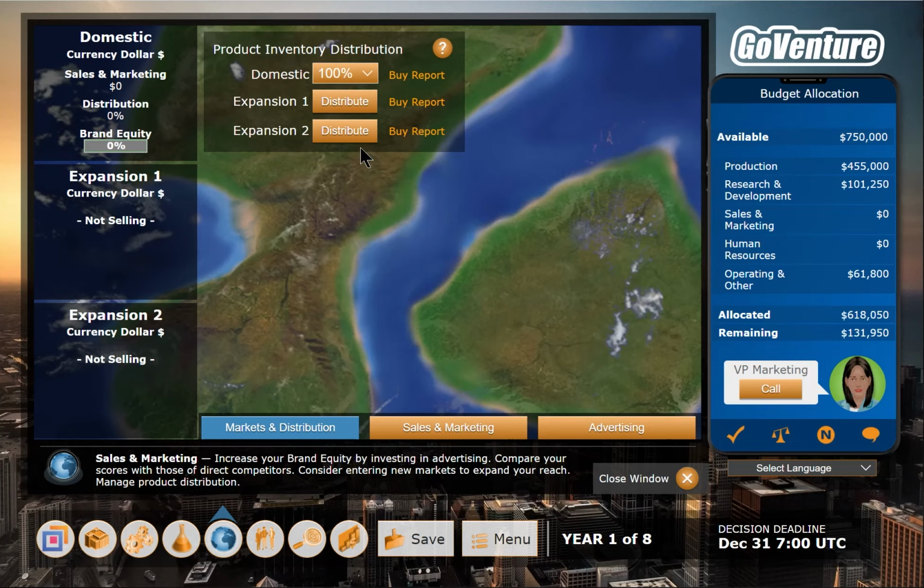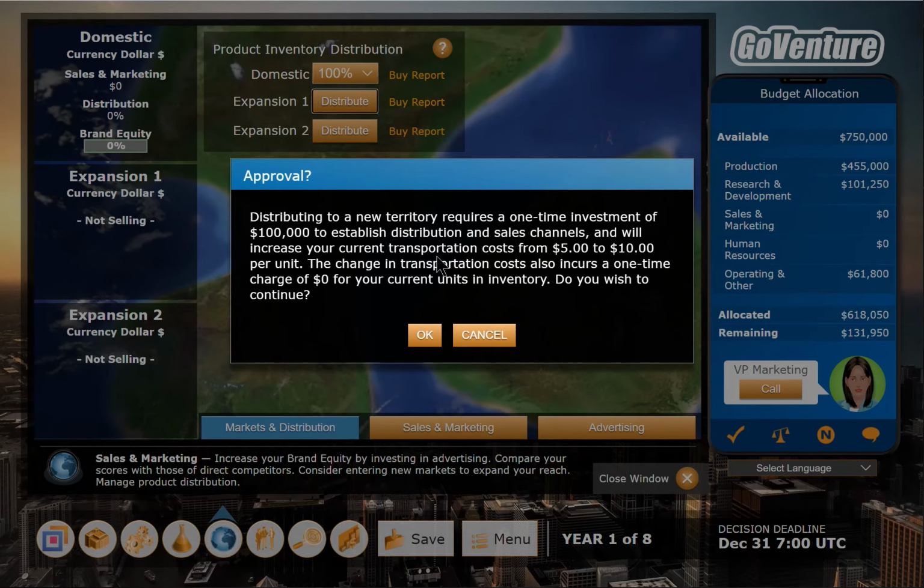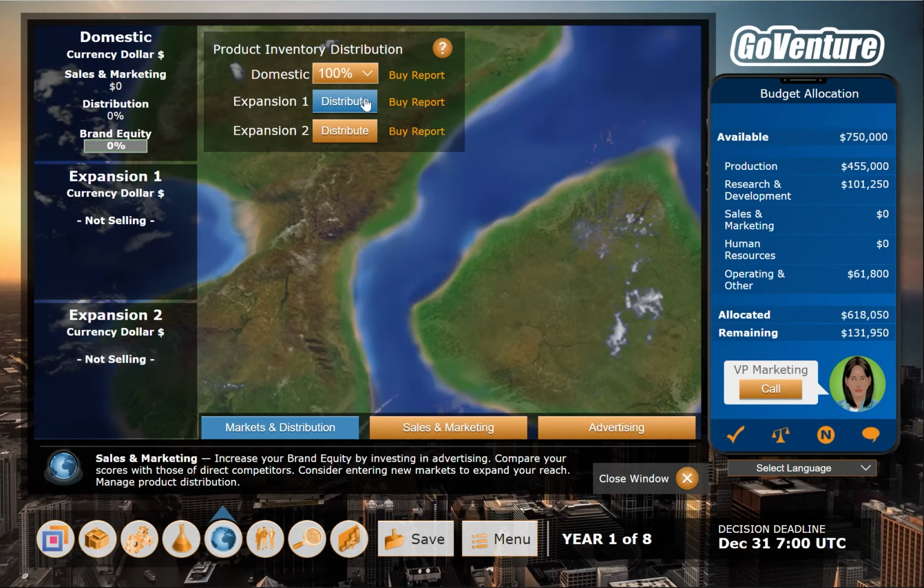And your simulation will be similar in that you won't necessarily be expanding in other territories unless you choose to do so. So I can choose to distribute maybe in a second territory, keeping in mind there may be costs associated with doing so. When I do make that decision, I'm able to choose how many of my desks I want to distribute to each territory.